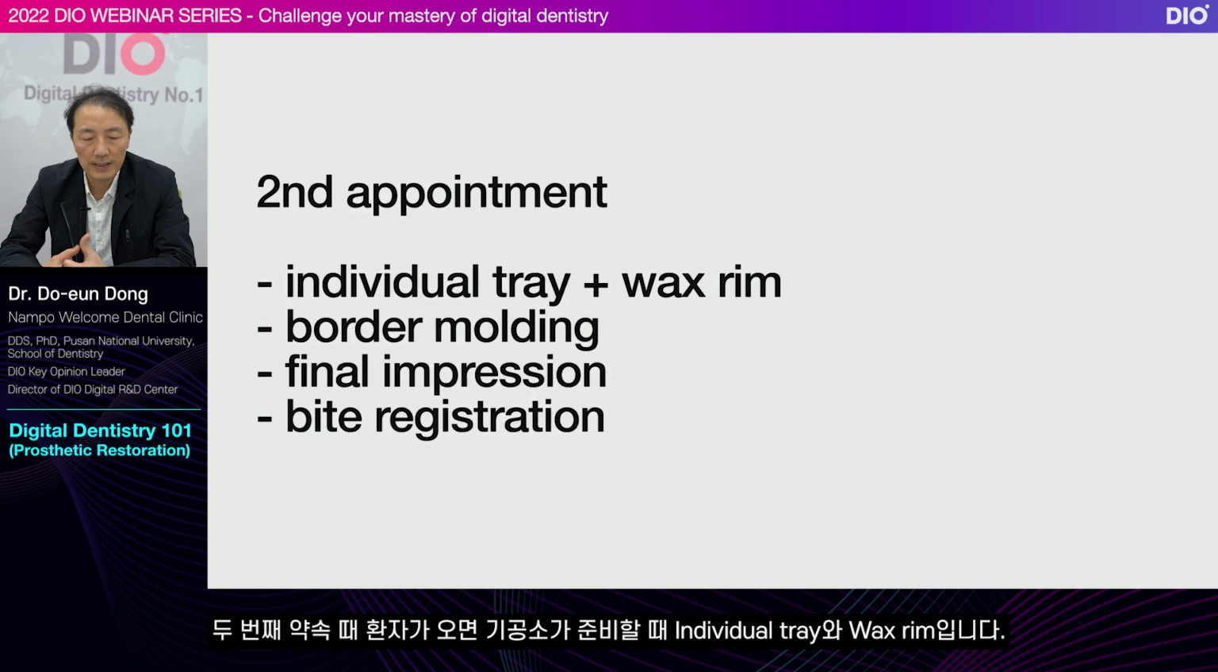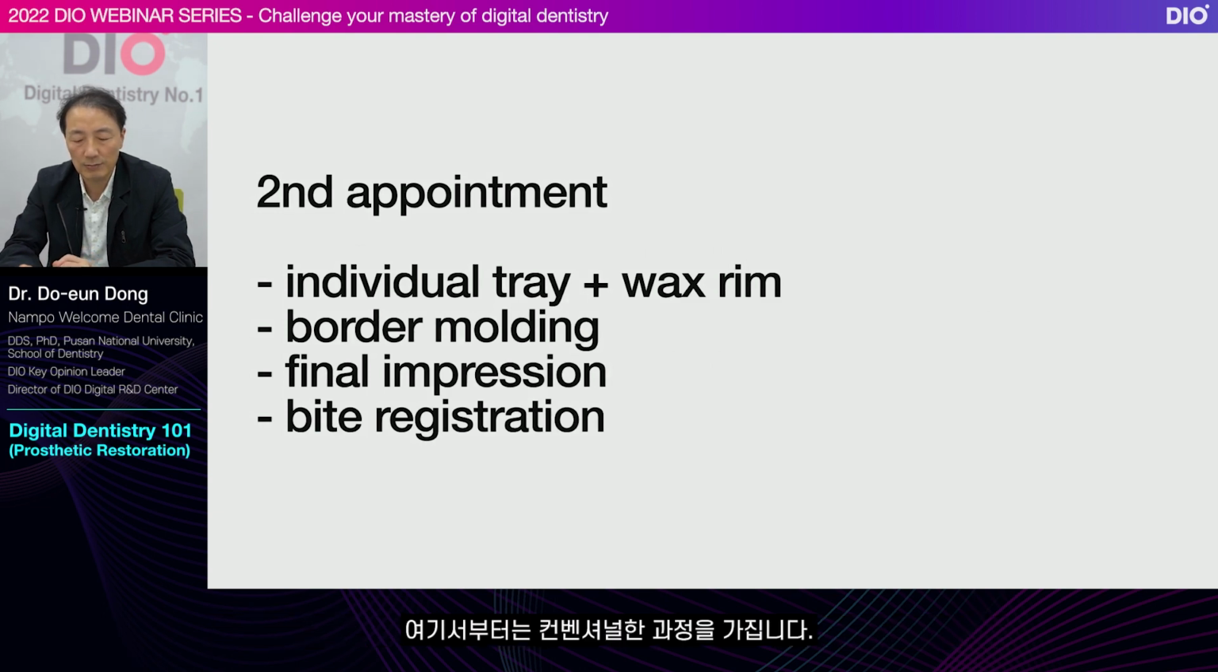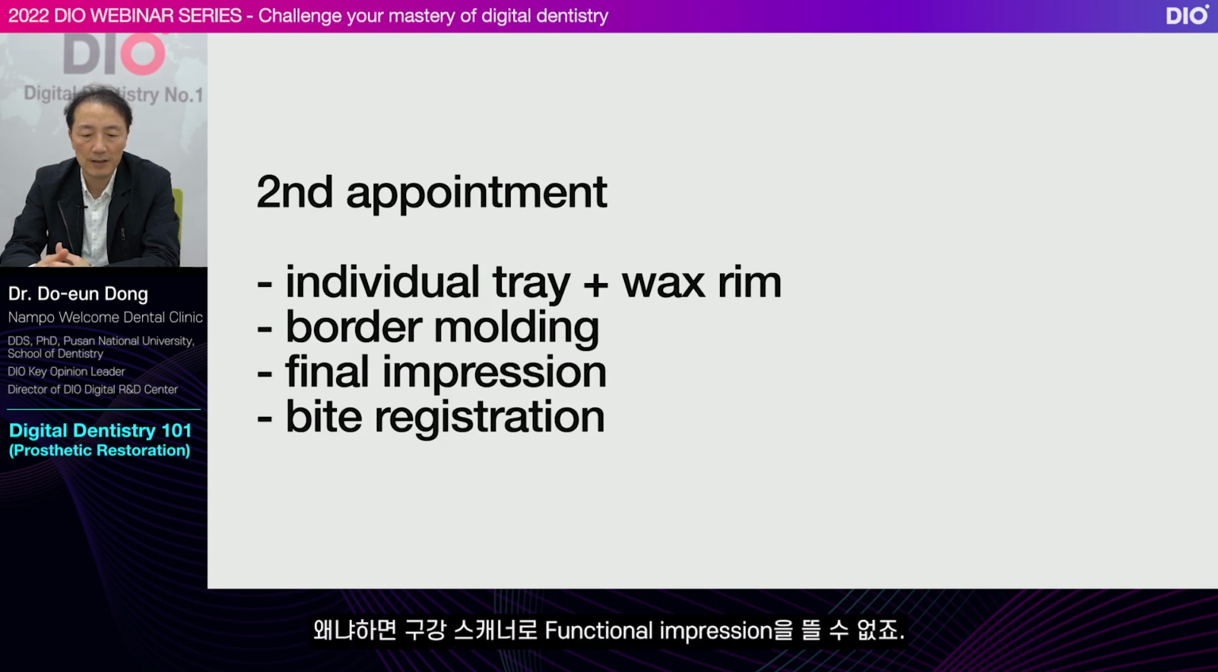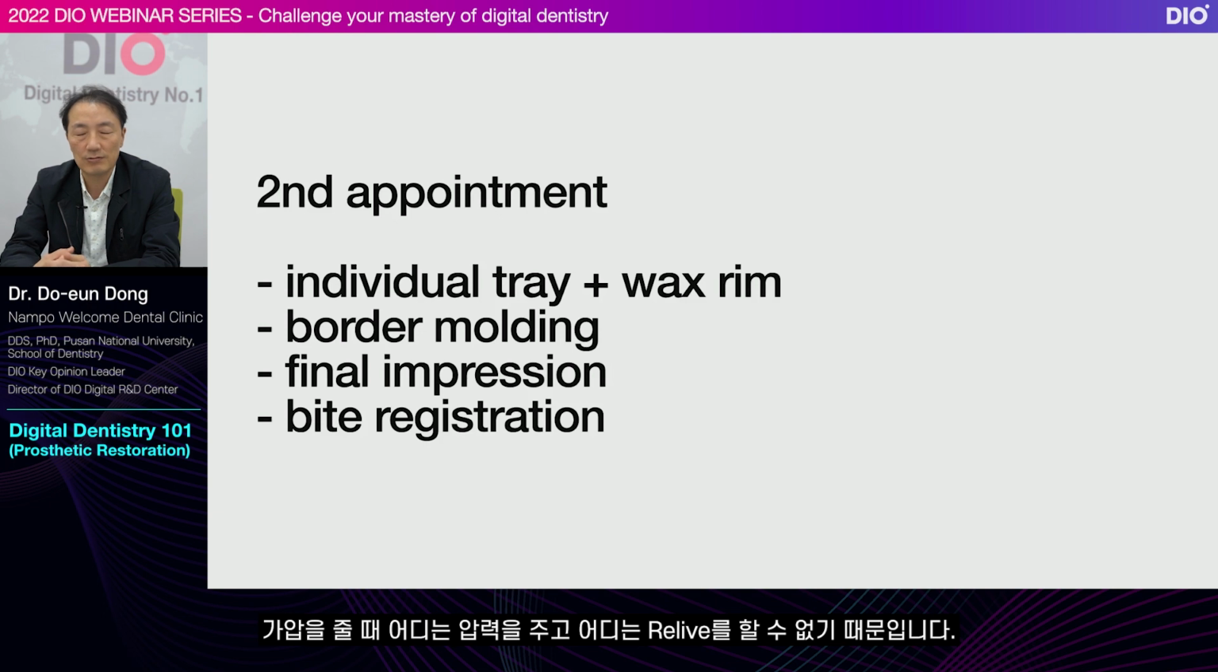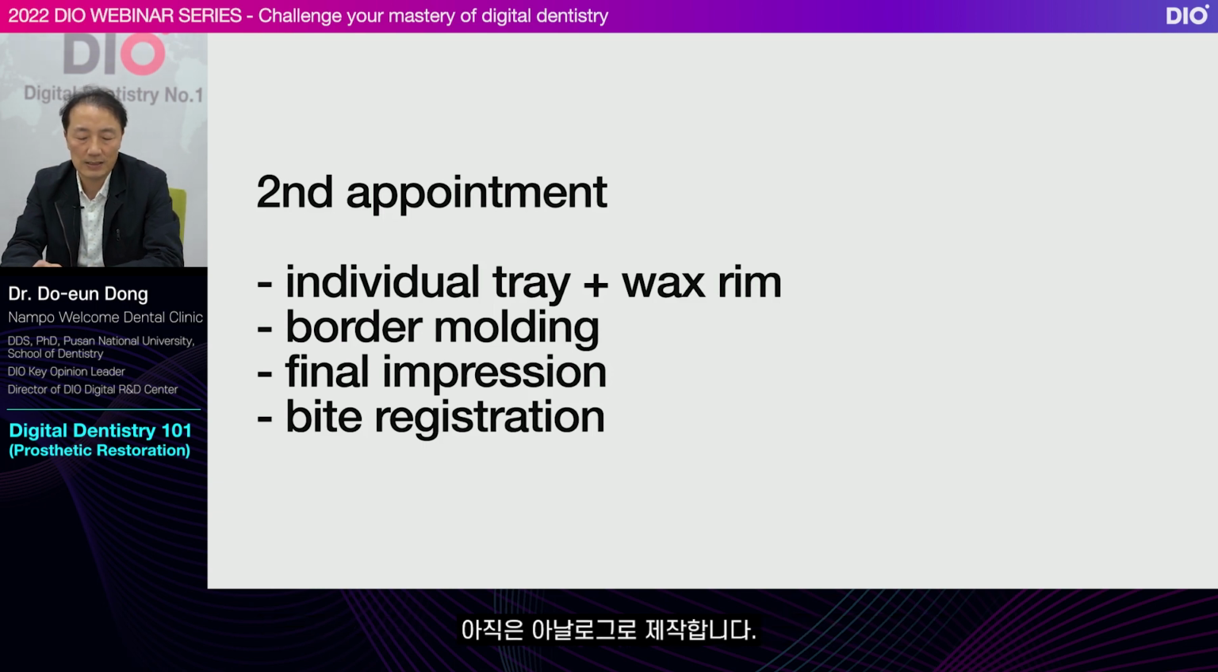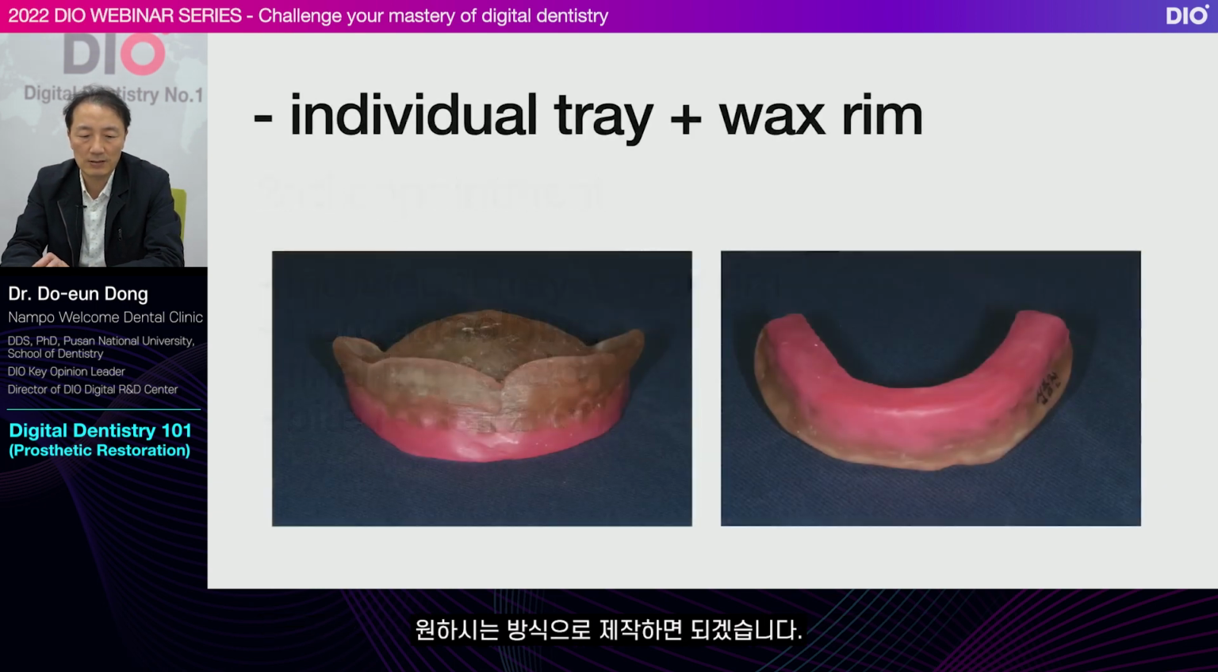At the second visit of the patient, when the laboratory is preparing, this is the individual tray and wax rim. From here, it goes through the conventional method, since you can't make a functional impression with an oral scan. This is because, when you add pressure, you can't select where to add or relieve the pressure. So it's made in the analog method. You can use the method you want to make it.